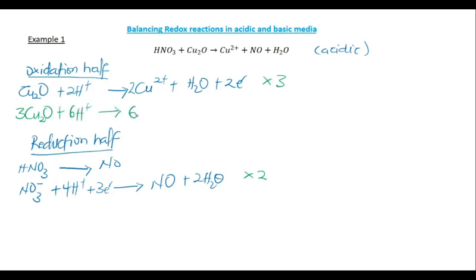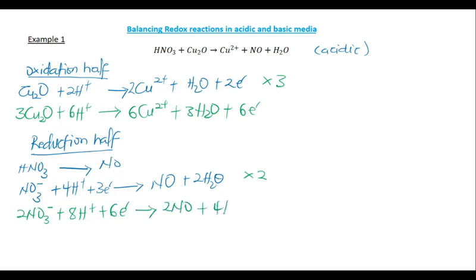So if we do that, we are going to get 3 moles of this plus 6 moles of this, giving us 6 moles of Cu2+, and 3 moles of water plus 6 electrons. Now the bottom one, we are multiplying it by 2, so we have 2NO3 minus plus 2 times 4 is giving us 8H+ plus 6 electrons, giving us 2NO plus 4 moles of water. So now that we are having 6 electrons in all, so we write the overall reaction.